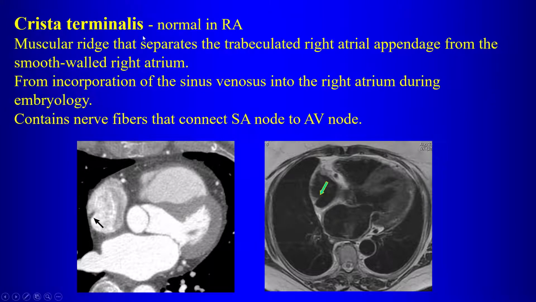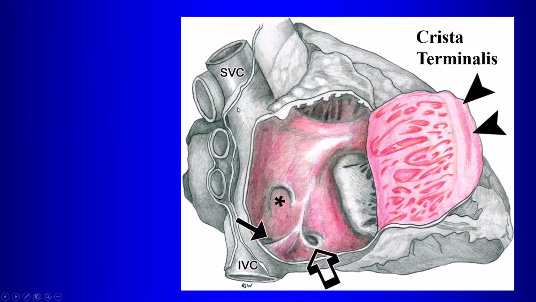This is the crista terminalis that is normally found within the right atrium. That is a muscular ridge that separates the trabeculated right atrial appendage from the smooth-walled portion of the right atrium. This occurs from incorporation of the sinus venosus into the right atrium during embryology. This also contains nerve fibers that connect the SA node to the AV node.